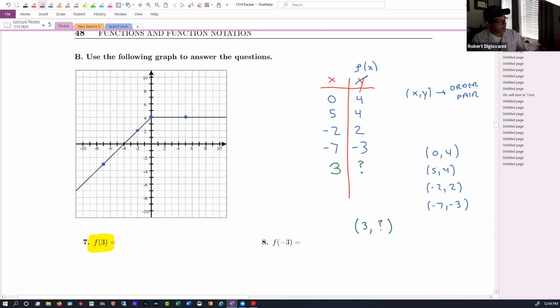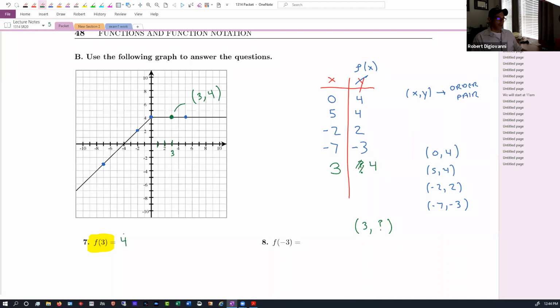So that means I'm going to go to the right 3, 1, 2, 3, there's 3, and I'm going to try and find the point that corresponds to that picture, which is that point right there, and ask myself, what's the ordered pair here? And I can see that, of course, the X was 3, but the output was 4. So I know that that question mark is actually 4, so that's my output. Does that make sense? Everyone okay with that?